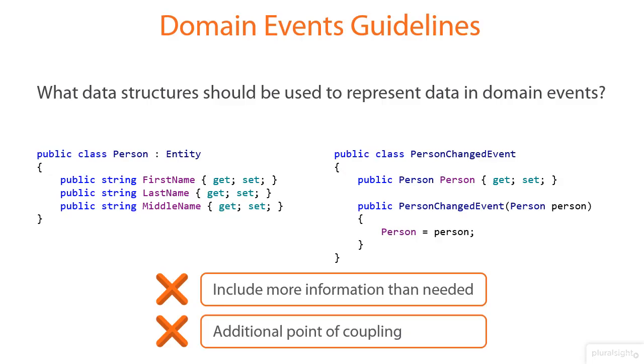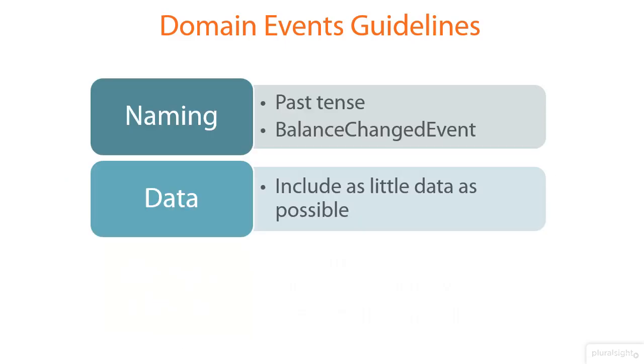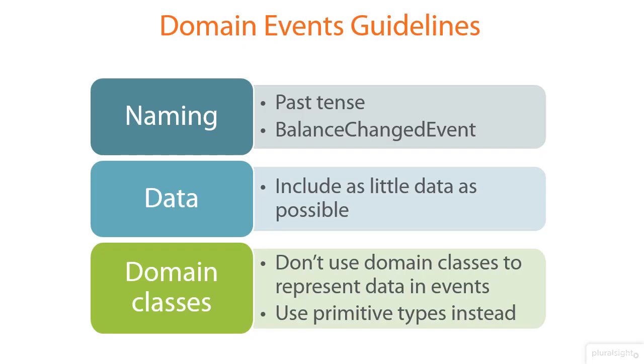It may be that two bounded contexts don't know of each other and still one of them is subscribed to the events from the other. In this case, adding a domain class, be it an entity or a value object, to a domain event adds unnecessary coupling between the bounded contexts. So the guideline here is to always represent data in domain events with primitive types only.